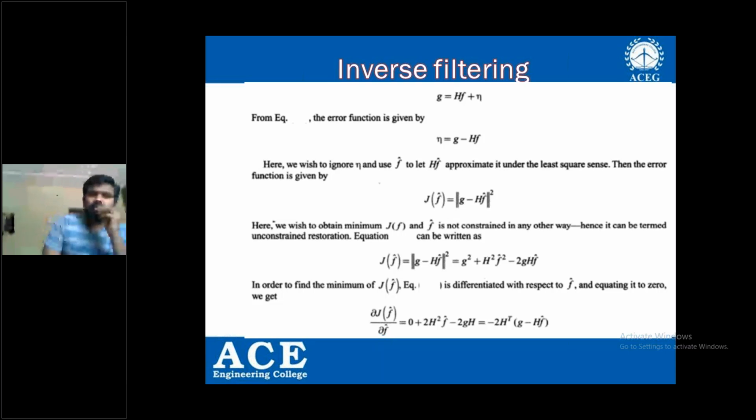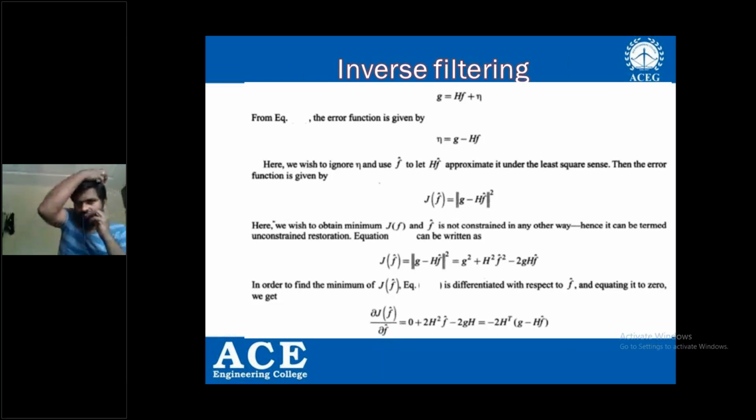Here we wish to ignore eta and use F cap to approximate HF under the least square sense. Usually, as I am saying, least square sense. You might have seen it in the previous methods and in some digital communication subjects also. That is what we are targeting here, the noise component, and what we are targeting to estimate is the image, that is, F cap of x,y, right? So here the error function I am taking is the least square function, G minus HF cap squared.